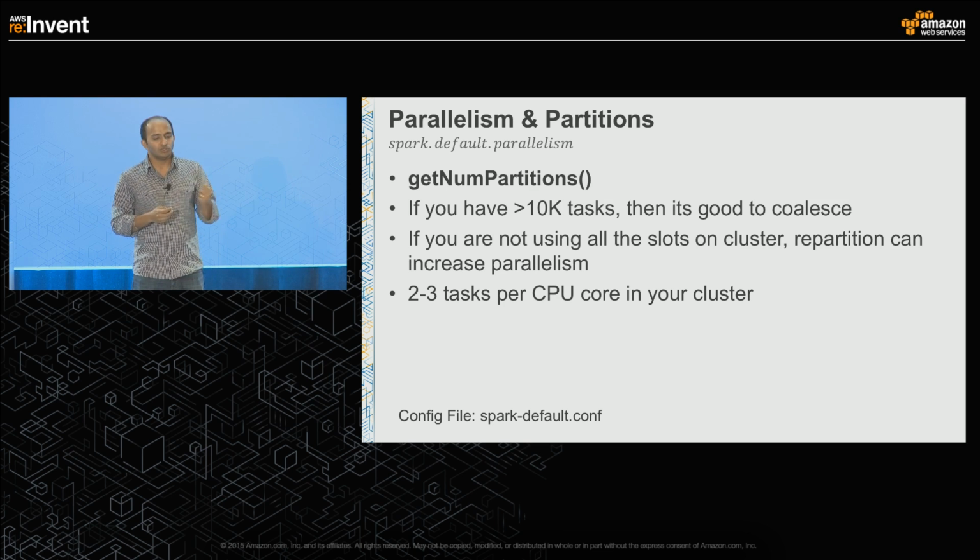And you can allow 2 to 3 tasks per CPU core on your cluster. Ideally, what that boils down to is having 2 or 3 tasks for one CPU core. And this configuration you can set in spark-defaults.conf.